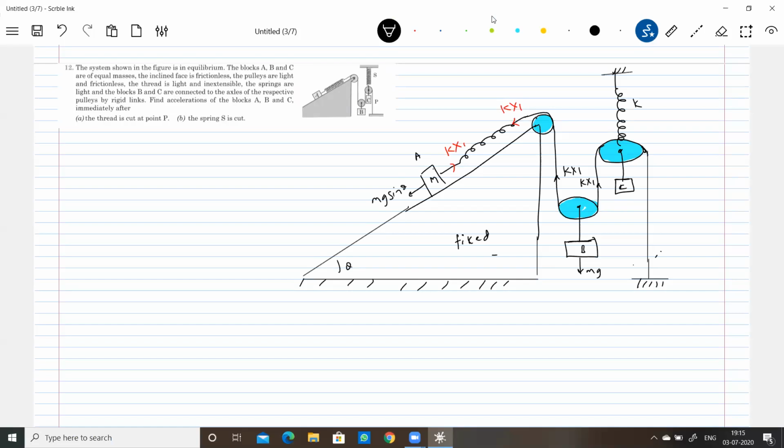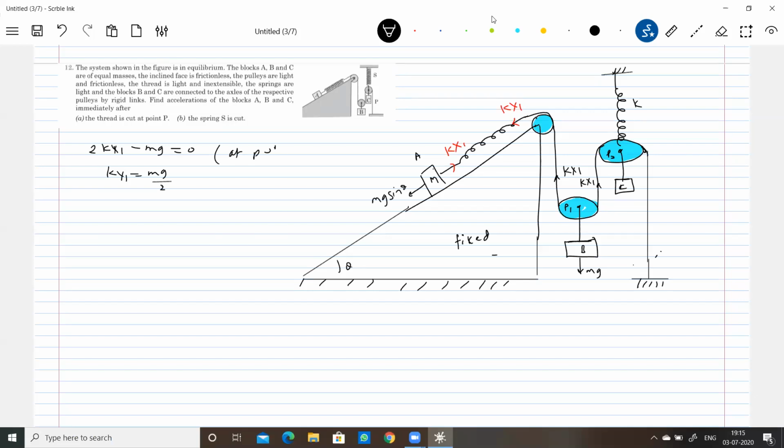No. So from sin theta, 2kx1 minus mg equal to 0. So kx1 equal to mg by 2. This is for pulley P1, I'll write it. Pulley P1, P2. So here what happened?